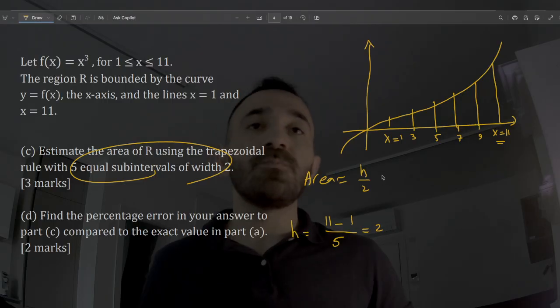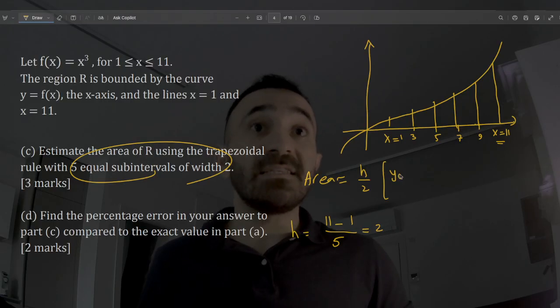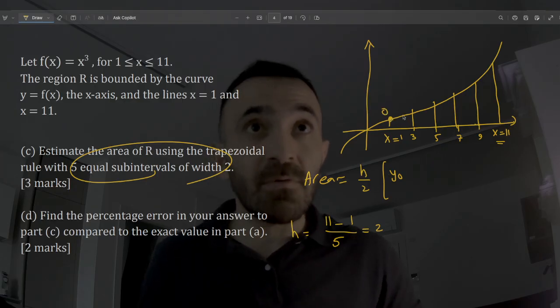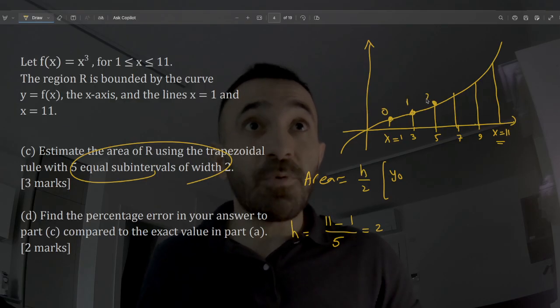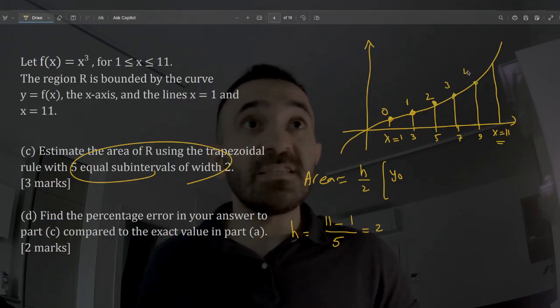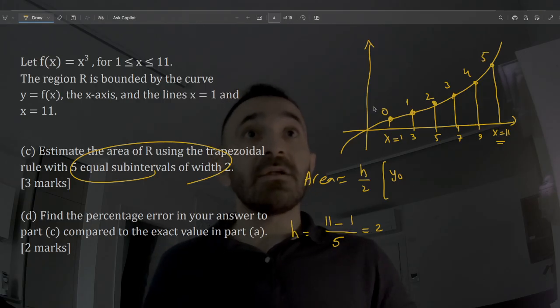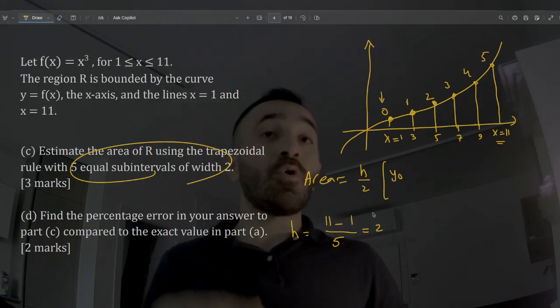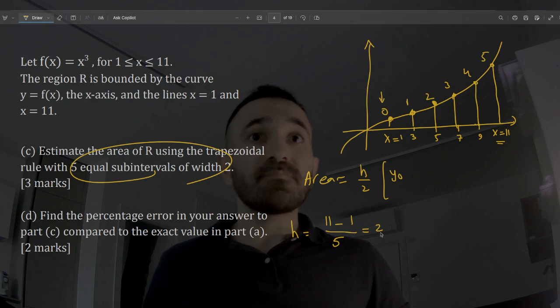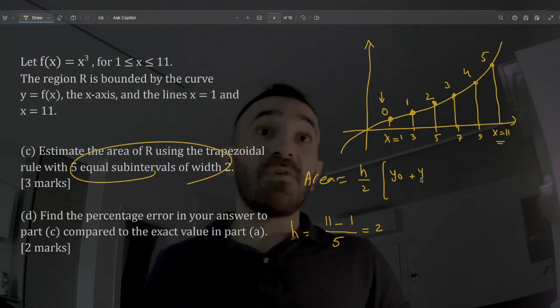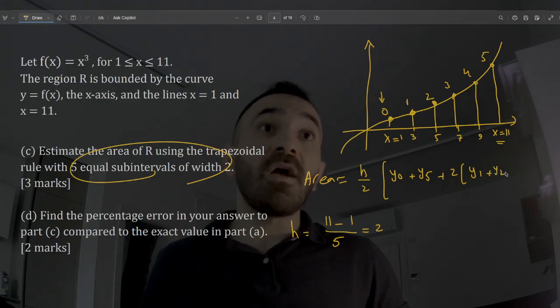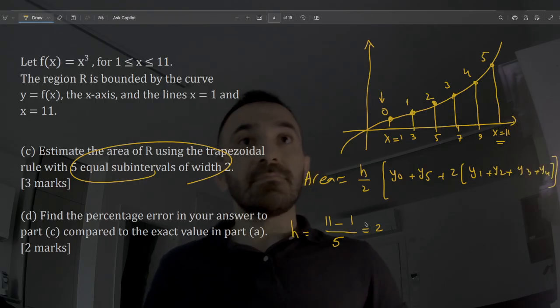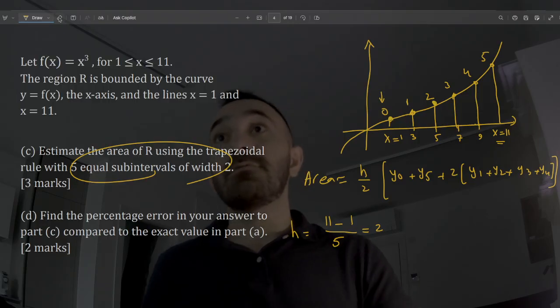So h is 2, times y0. What is y0? This is point 0, this is point 1, this is point 2, this is point 3, this is point 4, and this is point 5. Remember, you have to start from point 0, not point 1. So 2 times y0 plus the y value of the last point, which is y5, plus 2 times y1, y2, y3, and y4. That's it. Let's go and substitute the values.